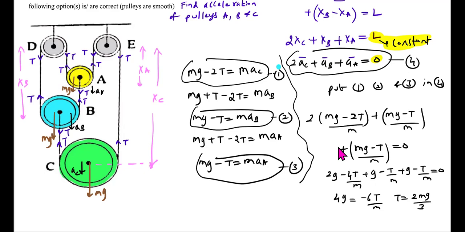This value of tension, when you substitute in all these particular blocks. Okay, there's a tension. So this value of tension now we will substitute in this, and we'll get the accelerations. So the individual accelerations. The acceleration of block C will be g minus 4T by m.